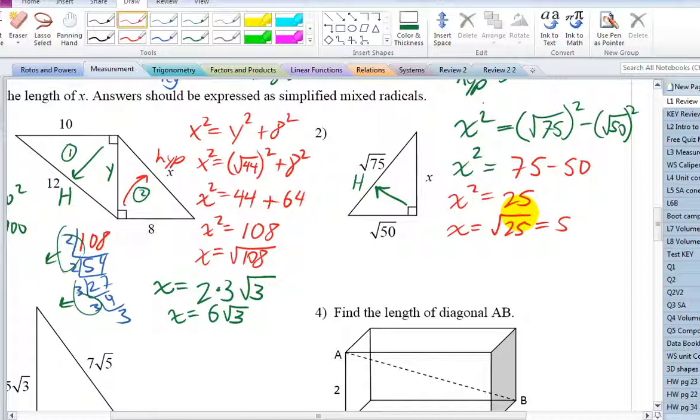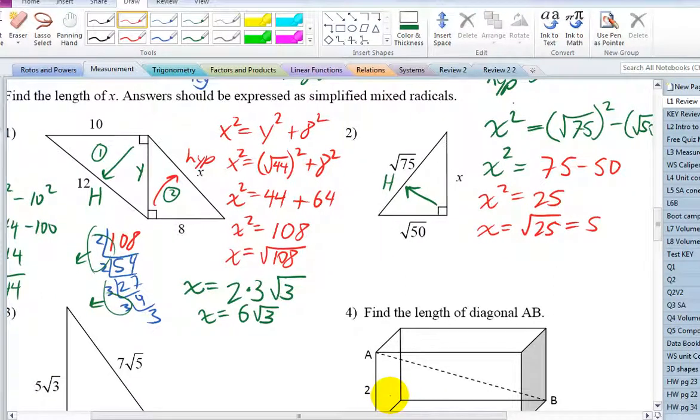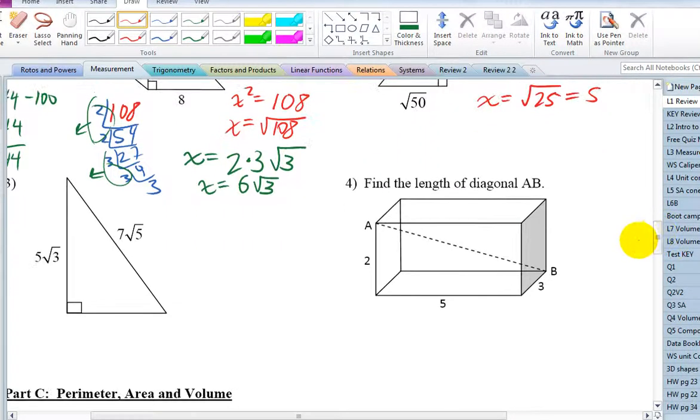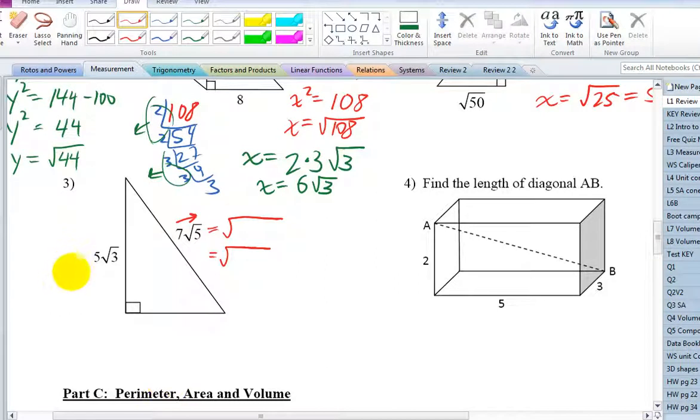Okay. All right, next one. This next example here, you have to bring the 7 inside. Please do that. Show 2 steps of work. You have to bring the 5 inside as well. Show 2 steps of work.